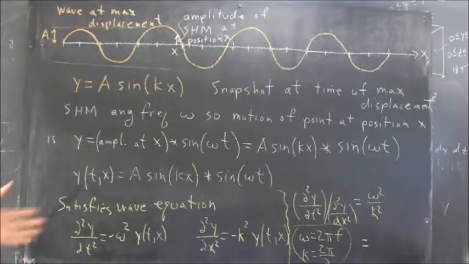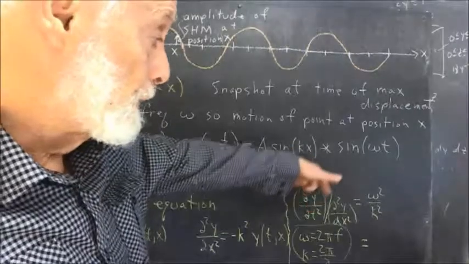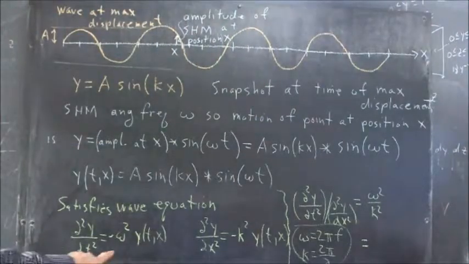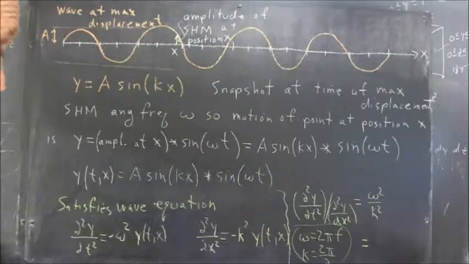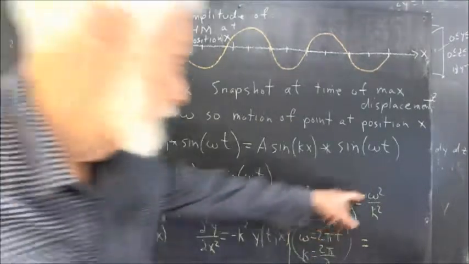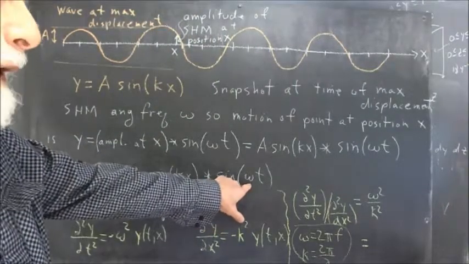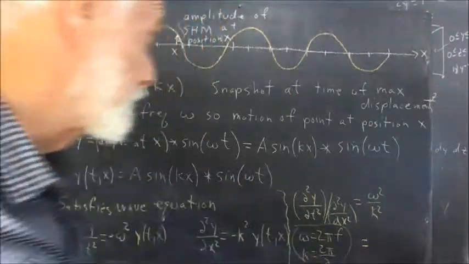Now, to see that this gives you the wave equation: the second partial of y with respect to t divided by the second partial of y with respect to x should give you the propagation velocity squared. From what we see here, when you do this division, it's just going to be omega squared over k squared. And what's omega? Omega, remember, is 2 pi times the frequency.